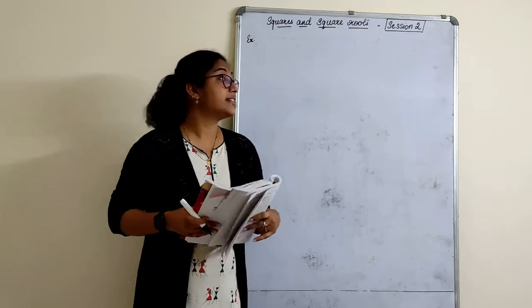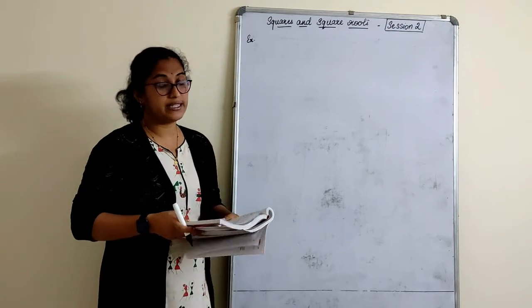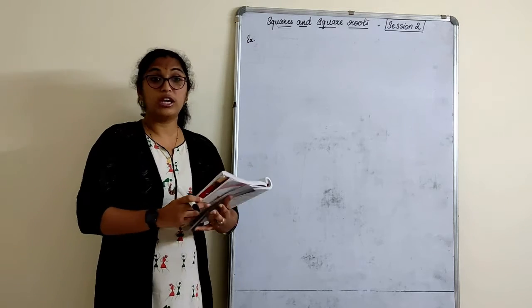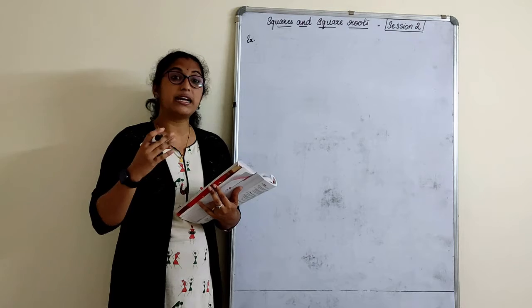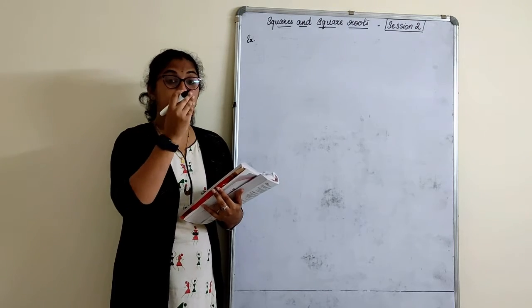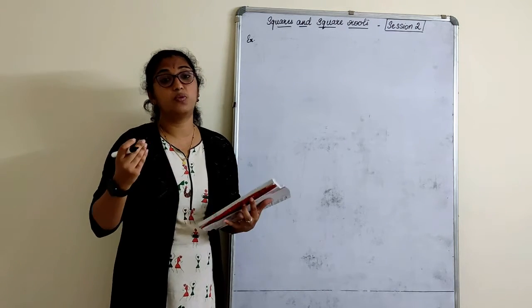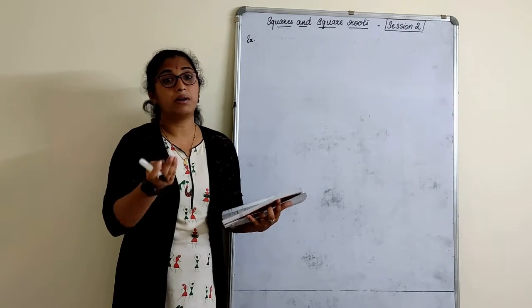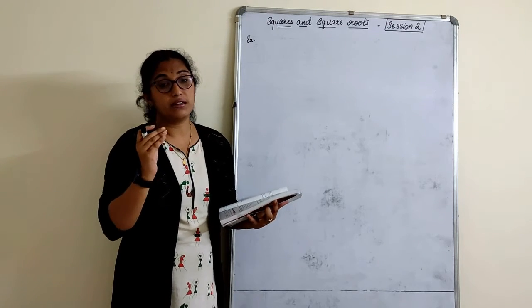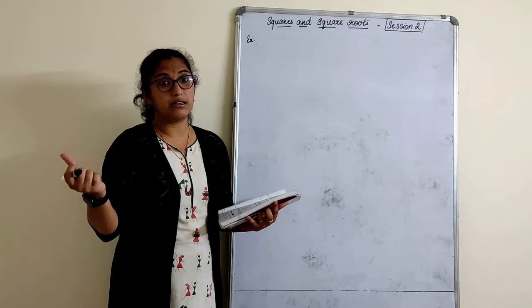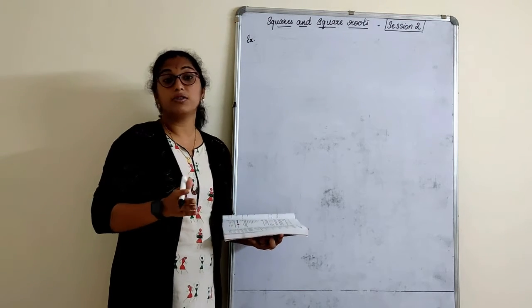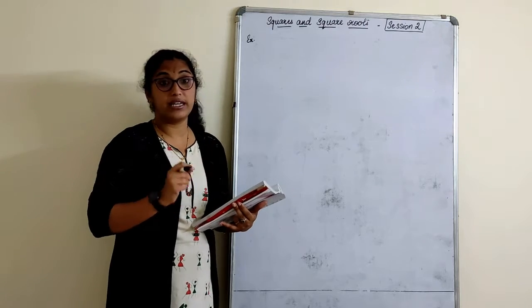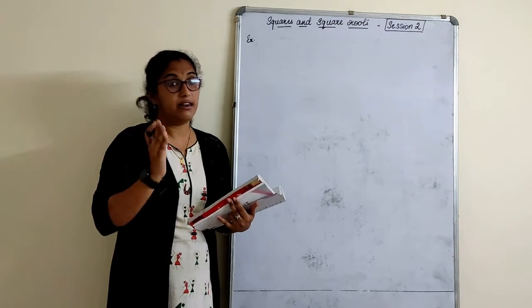Good morning. We will start session 2 on the chapter Squares and Square Roots. Yesterday you wrote the properties of square numbers and triangular numbers, such as what the unit place of a square number can be: the square of an odd number is odd, the square of an even number is even, and so on. I had also asked you to write the perfect squares from 1 to 20 and learn them.